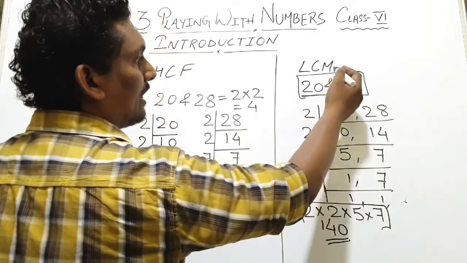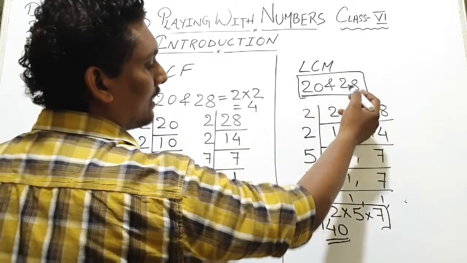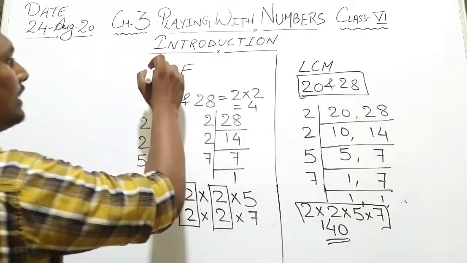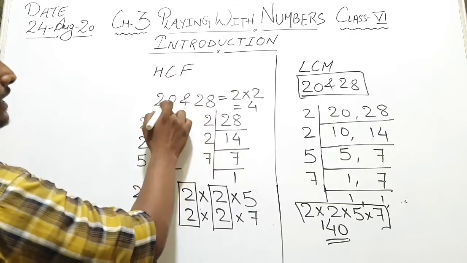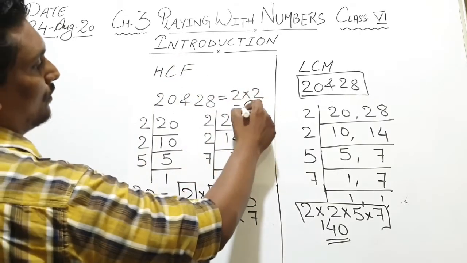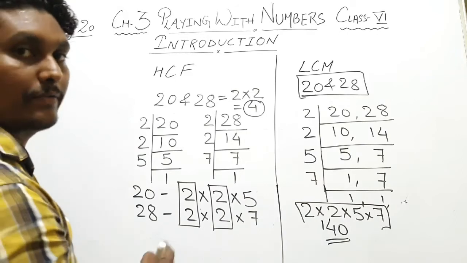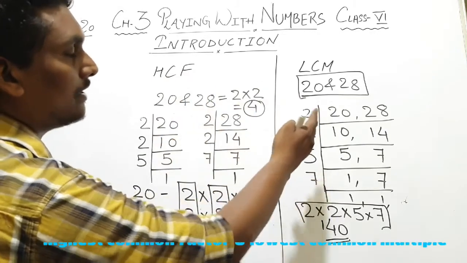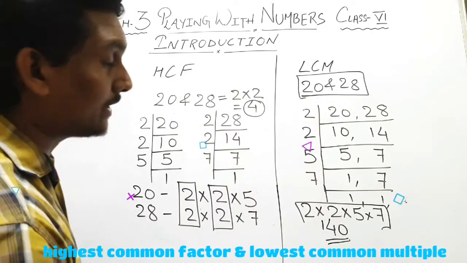The lowest common multiple of 20 and 28 is 140 here, and the highest common factor of 20 and 28 is 4. So this is the difference between highest common factor and lowest common multiple. Okay, just go through it.